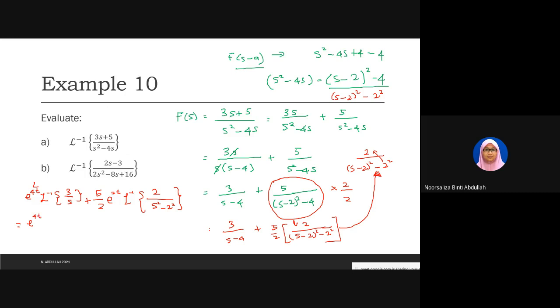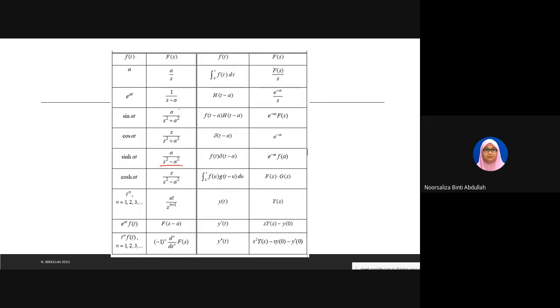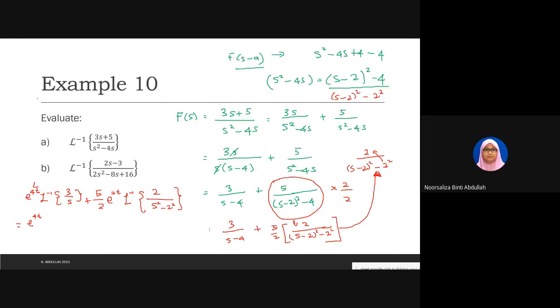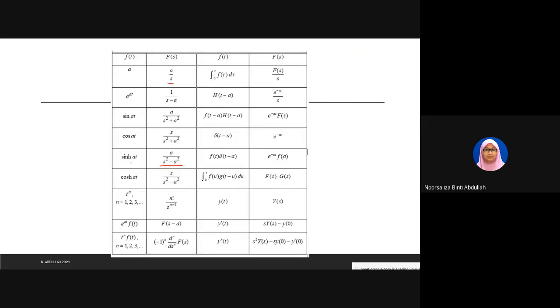Okay, 3 over S is actually A over S. Then it's actually A. Betul? This one kan? Betul. Okay. Then your answer will be here is 3 exponent 4t plus 5 over 2 exponent 2t. Okay, this one is 2 over S square minus 2 square. Okay, so this one is a sinh 2t.